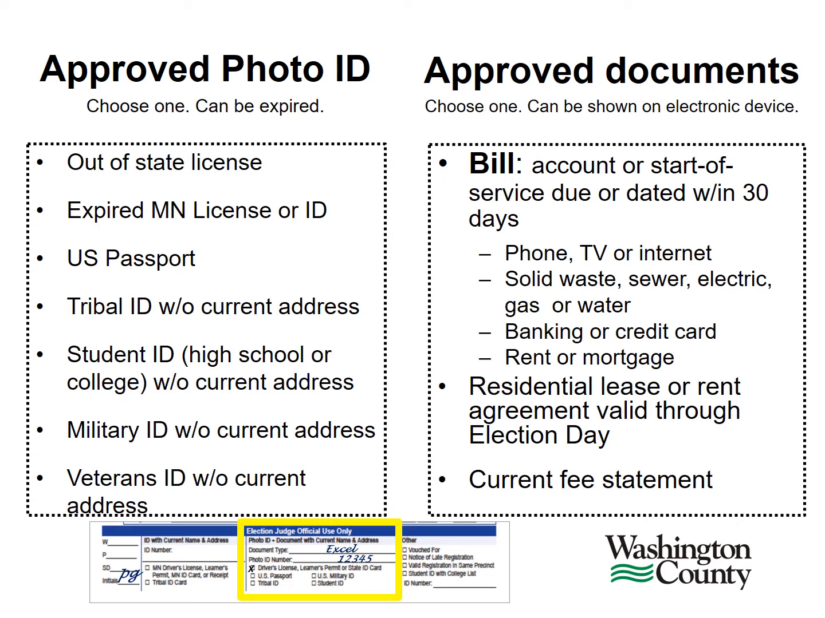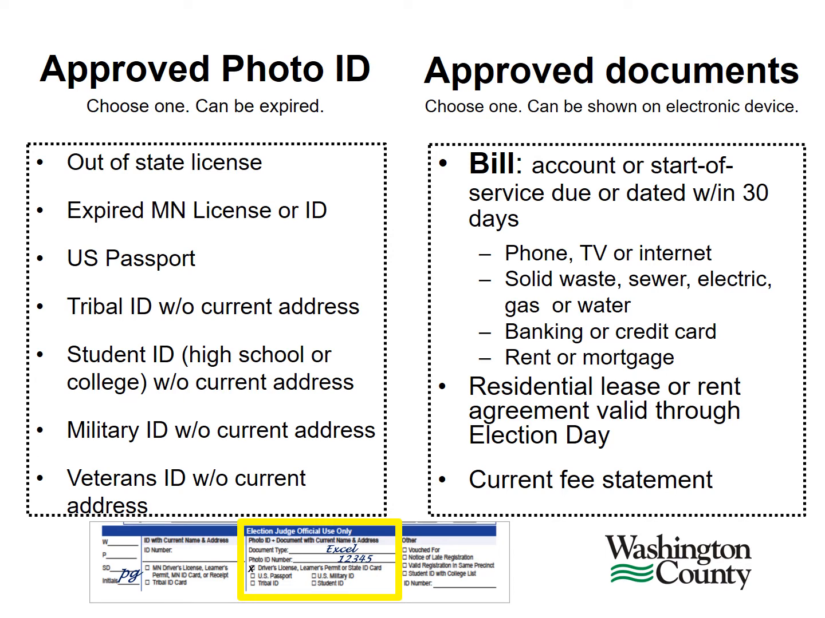The voter's name must be on the bill or statement, and the due date must be within 30 days before or after the election. If a voter is using this form, you should complete Area C on the Official Use Only section of the EDR form. Please select the type of ID, write the ID number, as well as write the type of document that has been used.